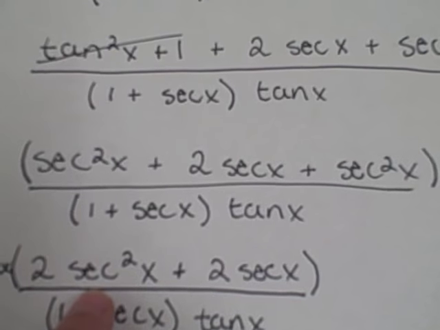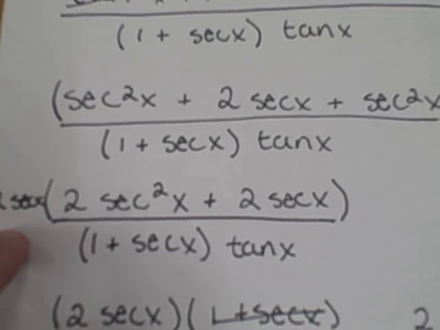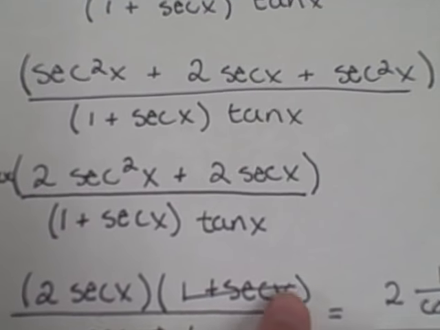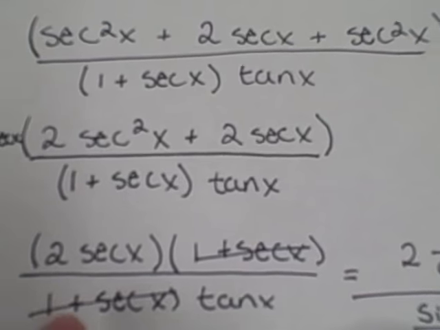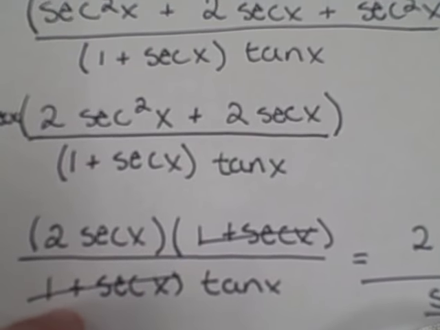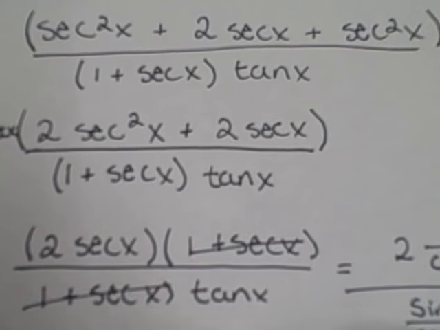And then because the 2 secant x's are common in this step, you can factor 2 secant x out. So when you do so, you are left with 1 plus secant x, and then still over the 1 plus secant x times tangent x. These cancel out, and then you are left with 2 secant x over tangent x.